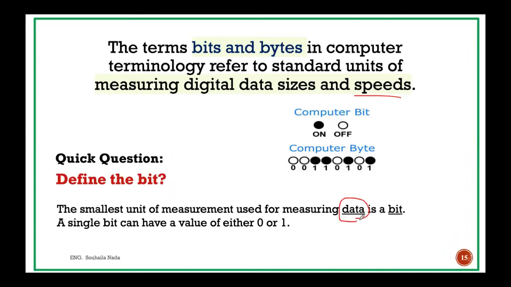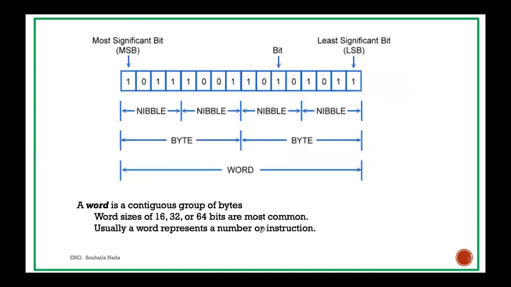I would like to highlight this, and I would like my students always saying "measuring data." Don't just say "smallest unit," or "the byte equals 8 bits." I would like you to be professional, okay? So a bit, or a byte, is used to measure data. It's not measuring weight, not measuring length, it's measuring data. And a single bit can store only 0 or 1.